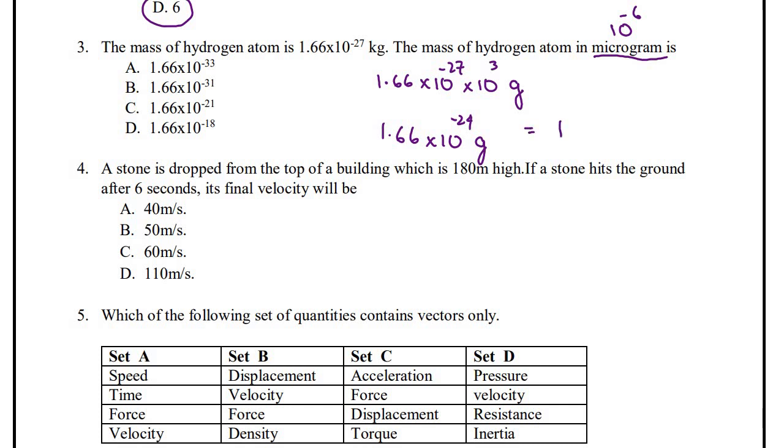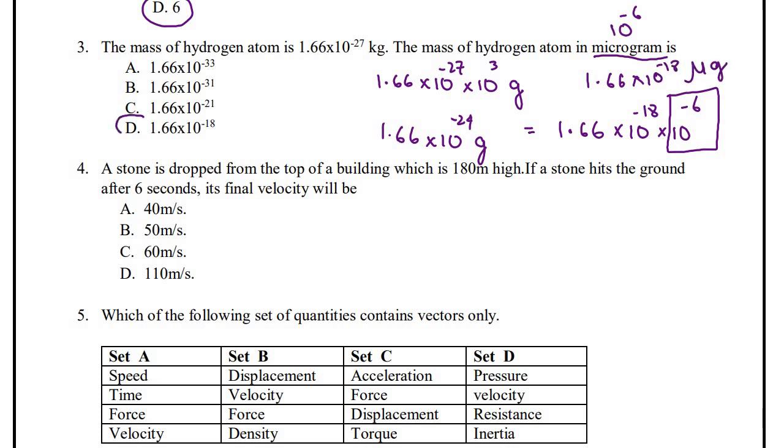So let's break this 10 raised to the power minus 24 in such a way that it becomes 10 raised to the power minus 18 and 10 raised to the power minus 6. We have done this so that we can replace this 10 raised to the power minus 6 with micro. So the correct answer will be 1.66 times 10 raised to the power minus 18 microgram. So the correct answer is option D.